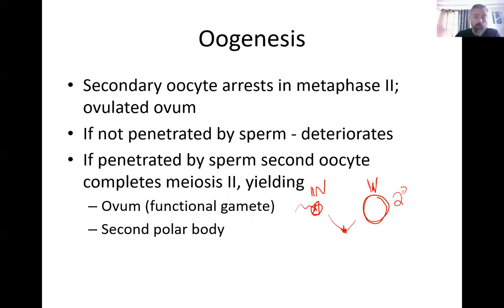If they mix and mingle and get together, okay, here's our zygote. We end up with two cells. We end up with 2N in our zygote and a secondary polar body, which is pretty wild.